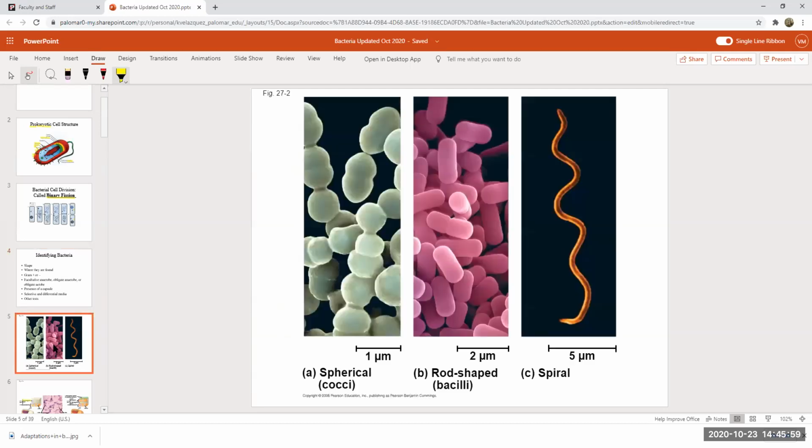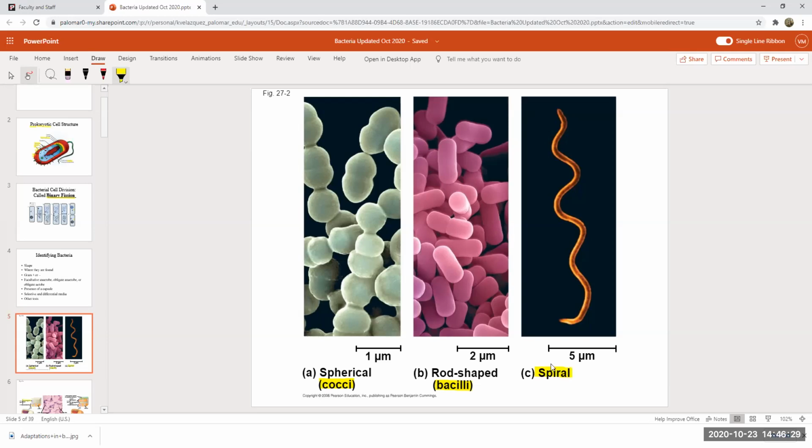These are the three basic shapes of bacteria. Usually when we draw a bacterial cell on the board, we draw this rod-shaped bacterium called the bacilli. These are cocci. If you've ever heard streptococcus or staphylococcus, it's referring to these spherical bacteria. This has two stuck together, so this would be called diplococcus. And then finally, spiral would be the third category of bacterial shape.